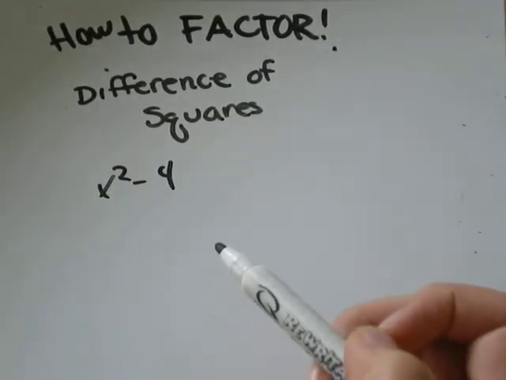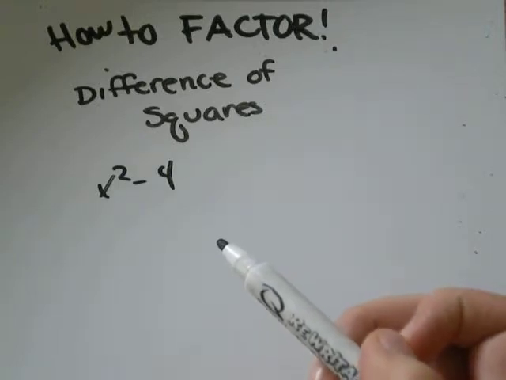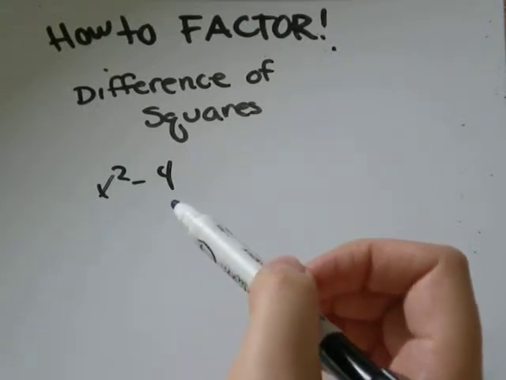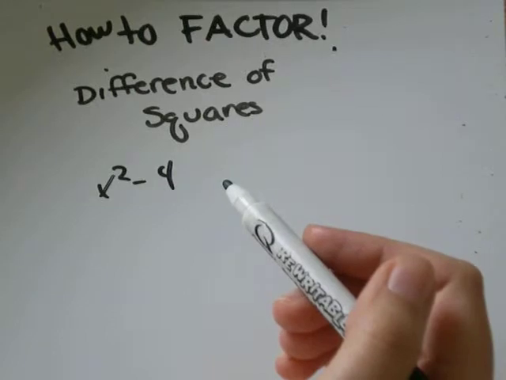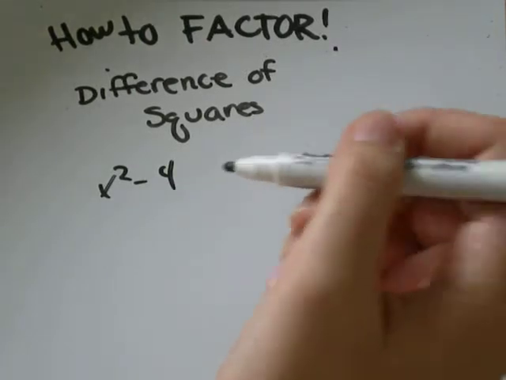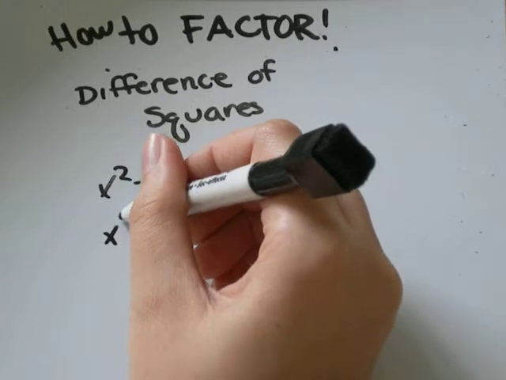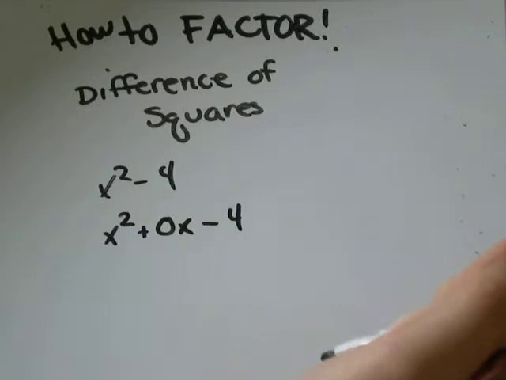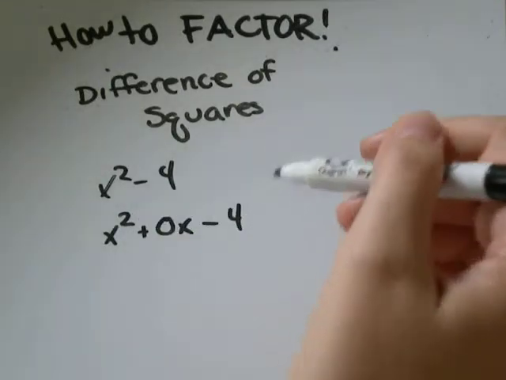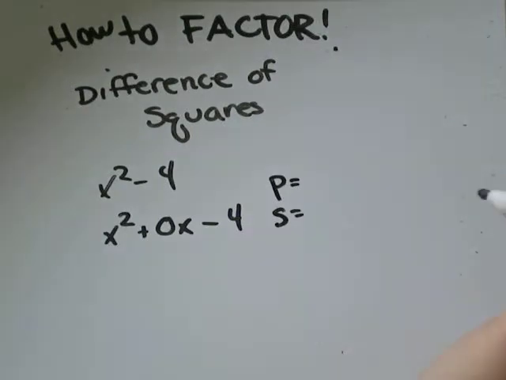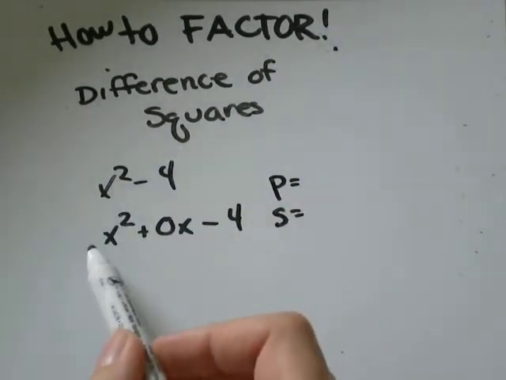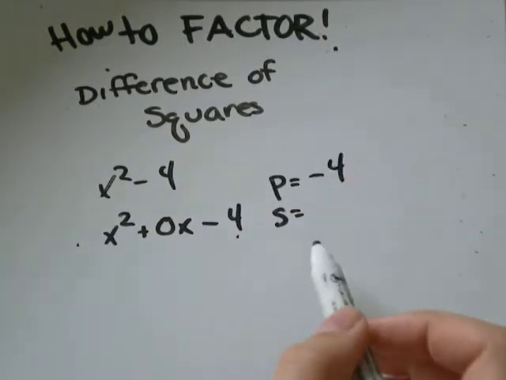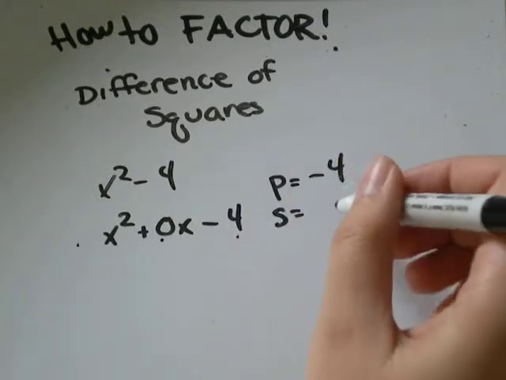And so, to use the method that I talked about for trinomials, well, this isn't a trinomial, right? It's only got 2 terms, which makes it a binomial. So we need to add another term for it to be a trinomial. So I'm going to think of this as the same as x squared plus 0x minus 4. Okay? So then I have 3 terms. I'll do product equals and sum equals. Product is the coefficient on x squared times the number, 1 times negative 4, which is negative 4, and sum is the coefficient on x, which is 0.